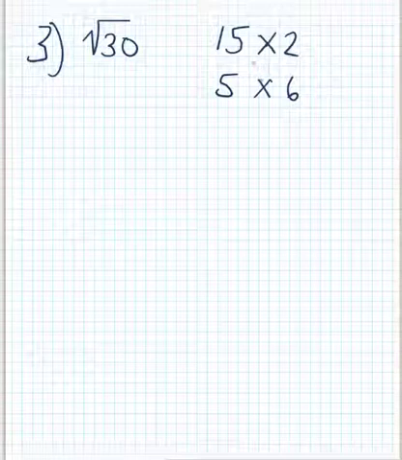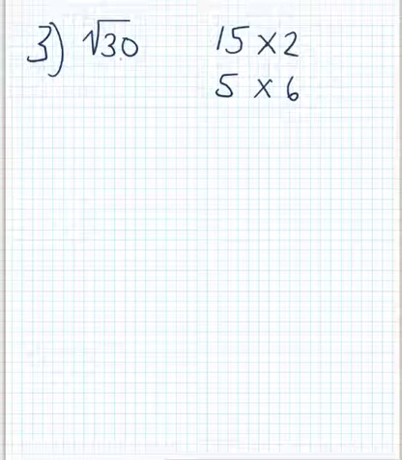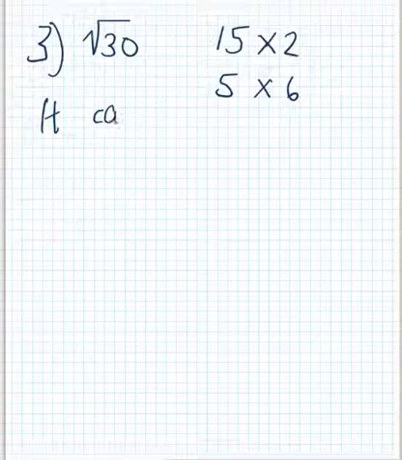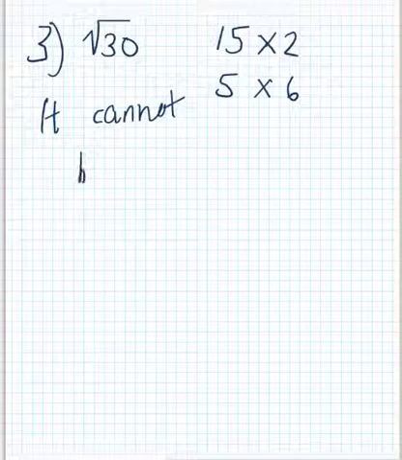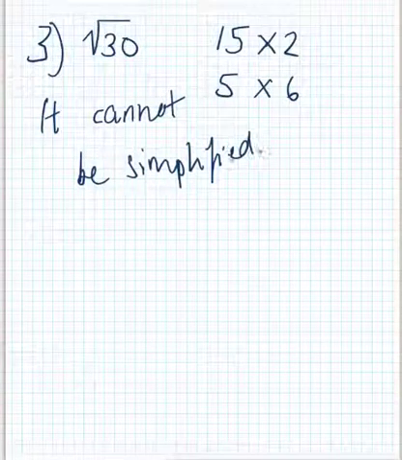Can I use any of these to simplify my surd? Are any of these numbers perfect squares? No, they're not. And please make sure you've written your first 20 perfect squares and have a look. Is 15 there? No. 2, 6, 5? No. So we can't actually simplify the square root of 30. That is a surd, and it's in its simplest form. So you can simply say it cannot be simplified. Okay, and that would be your final answer.